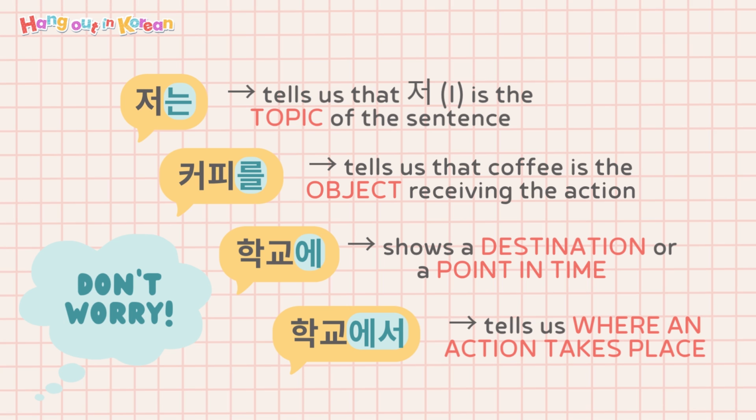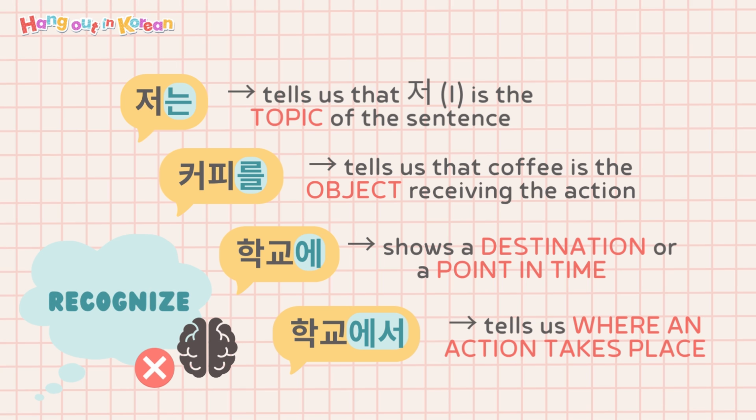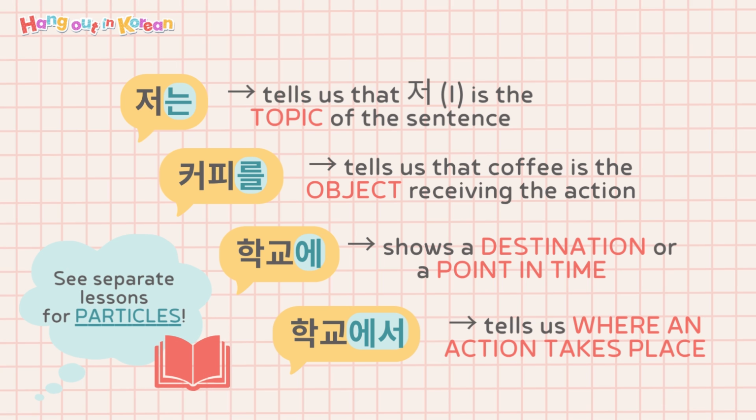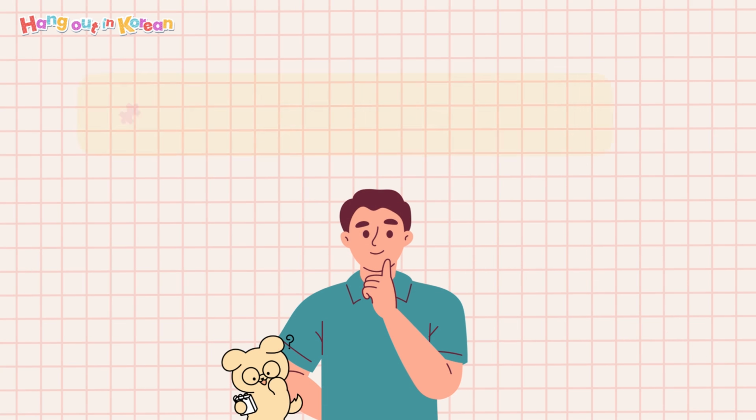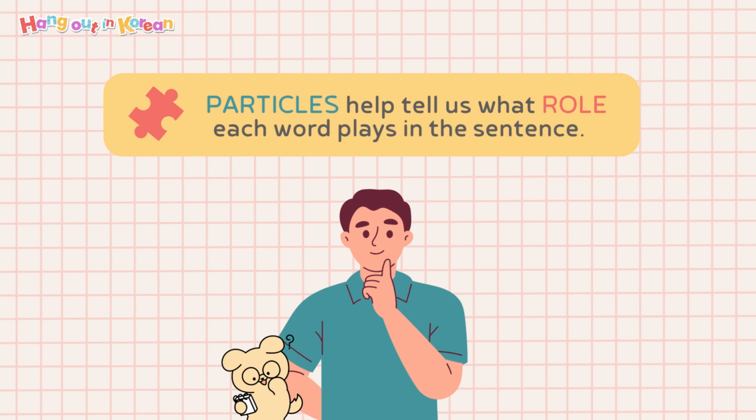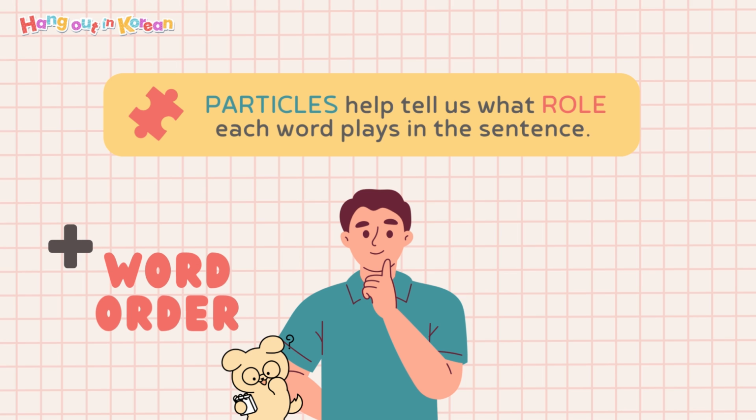Don't worry if you haven't learned all of these particles yet. For today's lesson, you don't need to memorize exactly how each one works. Our goal is simply to recognize that these little endings help organize the sentence. If you'd like a complete explanation of Korean particles, I have separate lessons dedicated entirely to them. For now, just remember this simple idea. Particles help tell us what role each word plays in the sentence. They work together with word order to show how the different parts of the sentence relate to one another.